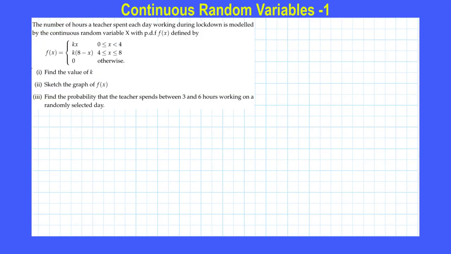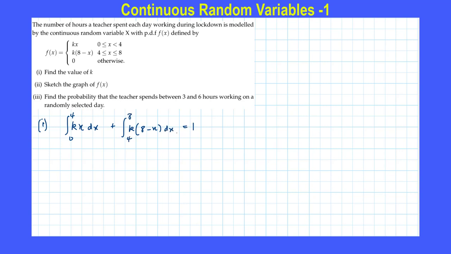So here we have a second example. This time you'll notice that the probability density function f of x has been split up into two distinct parts, between 0 and 4 and between 4 and 8. But we proceed with it the same way as previously. So we're going to integrate each part separately within its given limits, and we know the total must equal 1.